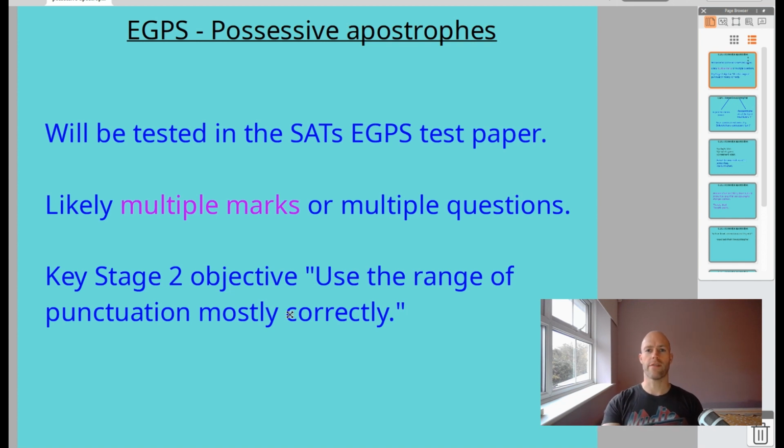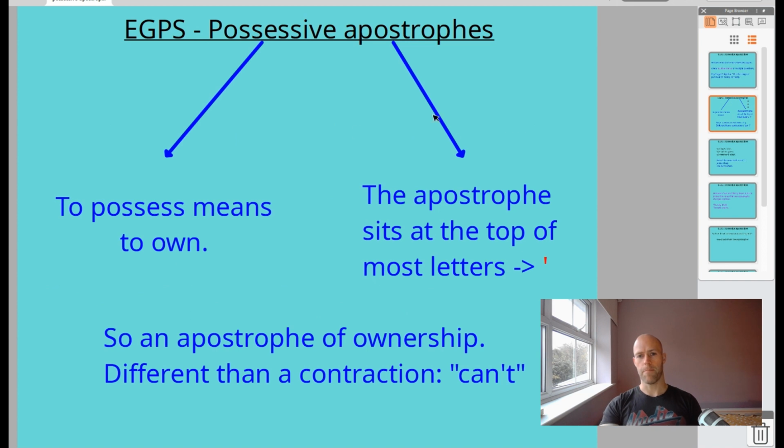But beyond just SATs, because there is more to life than SATs papers or test papers in general, Key Stage 2 writing objective, one of them is use the range of punctuation mostly correctly. Now, that obviously includes capital letters, full stops, commas, everything else, but apostrophes are in there. And if you can use these accurately throughout your writing in general, then it just gives your teacher even more reason to grade you accurately and at the highest level you're capable of achieving as well. So it's just another part of your toolkit that we need to get right. Let's have a look then.